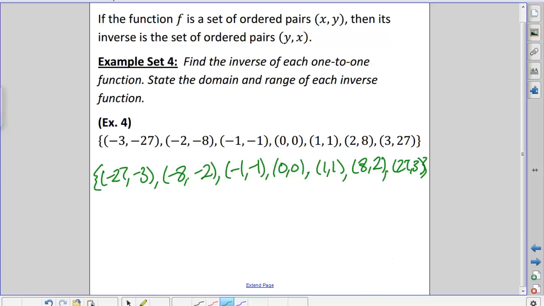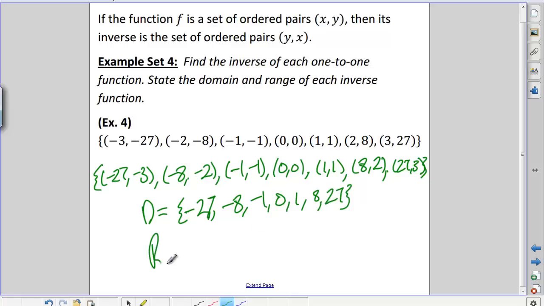If we were going to state the domain and range for the inverse, that's pretty clear that the domain of the inverse is just the x values of that new function. And then the range, of course, is the new y values. So there's that.